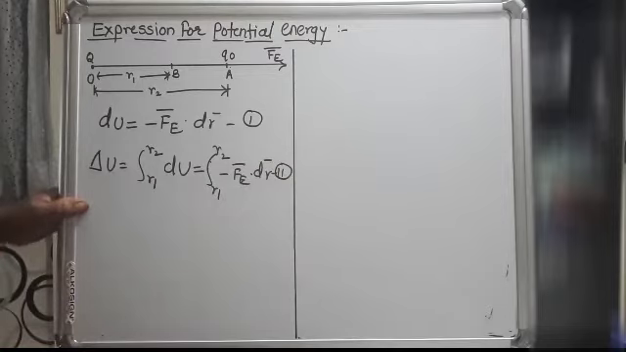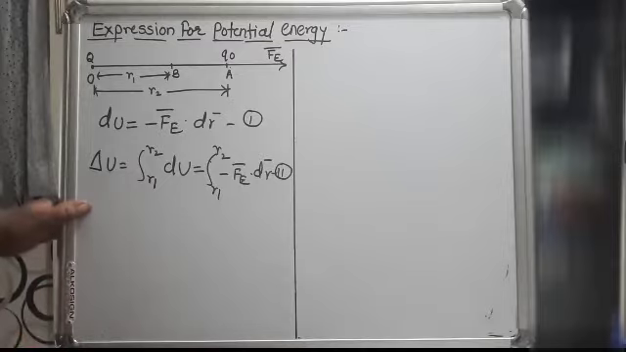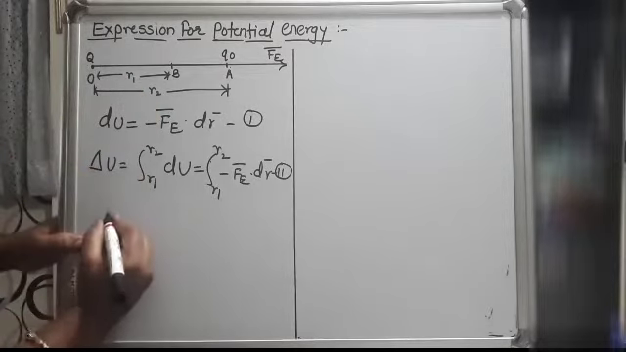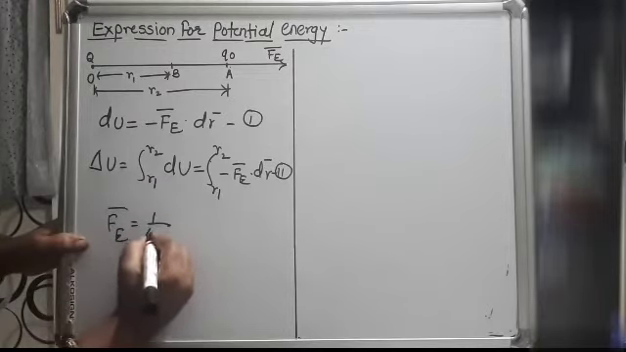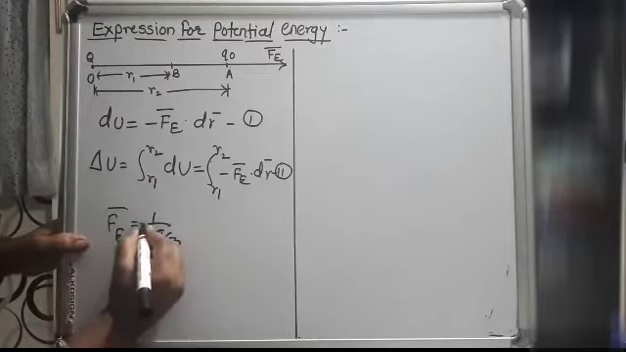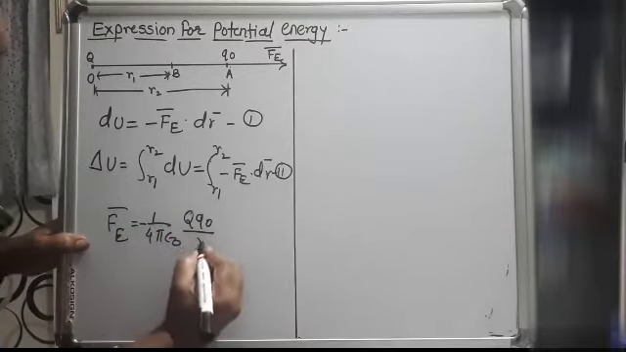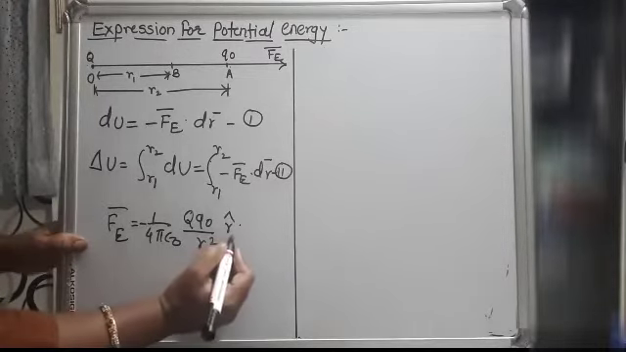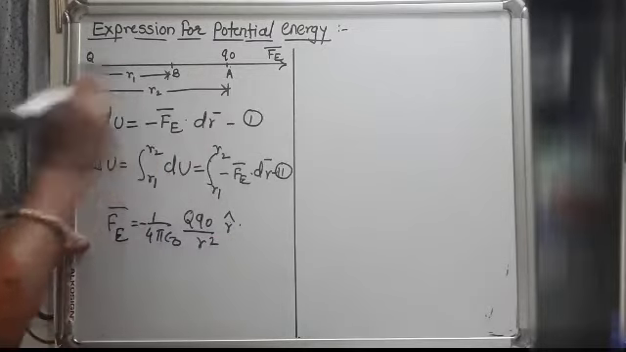Then according to Coulomb's law, the electrostatic force between the two charges q and q0, separated by distance r, is Fe equal to minus 1 upon 4 pi epsilon 0, q q0 upon r square, into r cap. Here r cap means the unit vector in the direction of r bar.